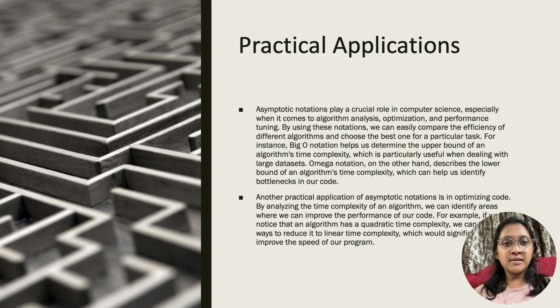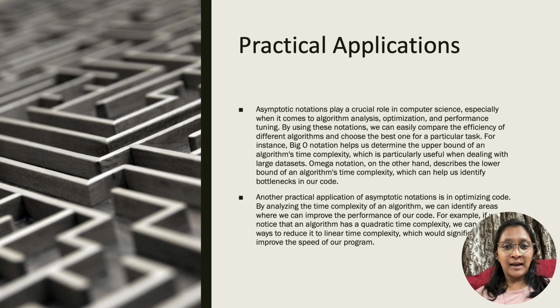And now let us see some practical applications. Asymptotic notations play a crucial role in computer science, especially when it comes to algorithm analysis, optimization and performance tuning. By using these notations, we can easily compare the efficiency of different algorithms and choose the best one for a particular task. For instance, big O notation helps us to determine the upper bound of an algorithm's time complexity, which is particularly useful when dealing with large datasets.